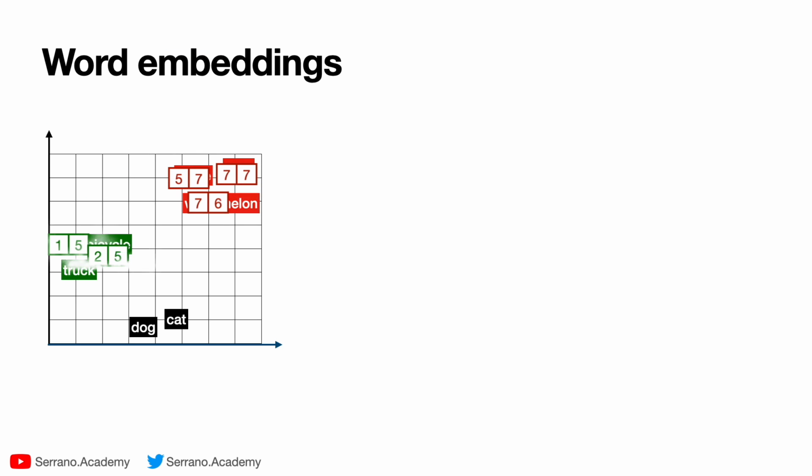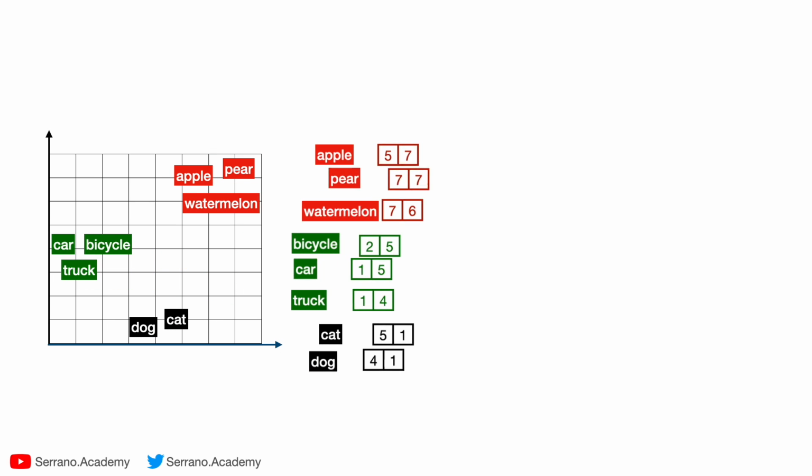So for example, over here, apple gets sent to 5, 7, dog gets sent to 4, 1, cat gets sent to 5, 1, and so on, because, for example, from the origin to get to the cat, you have to make 5 steps to the right and 1 step to the top. And so this pairing is an embedding.